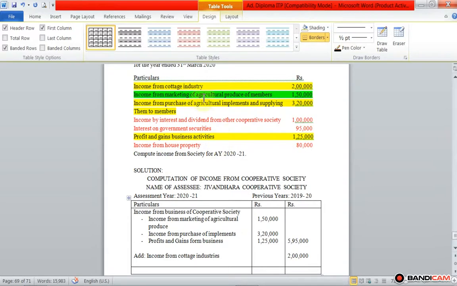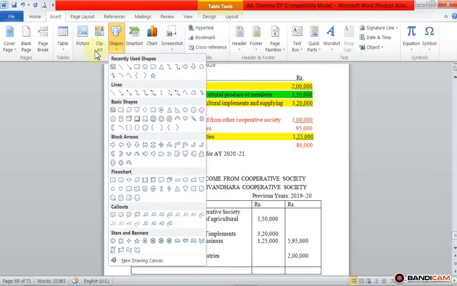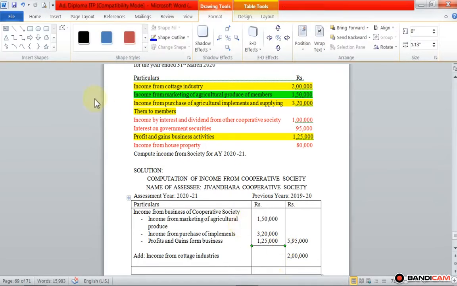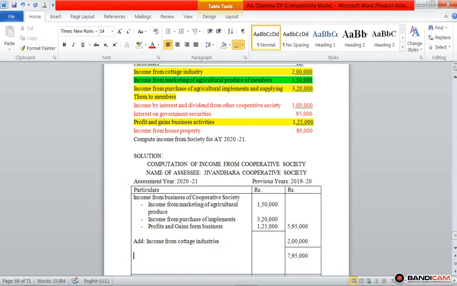Here again we make a total of the outer column, and the total is 7,95,000.